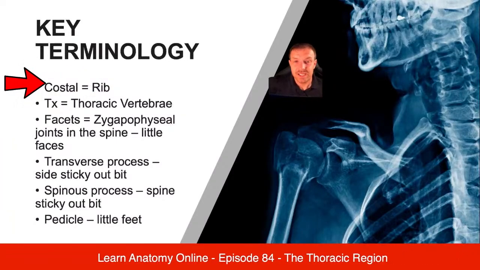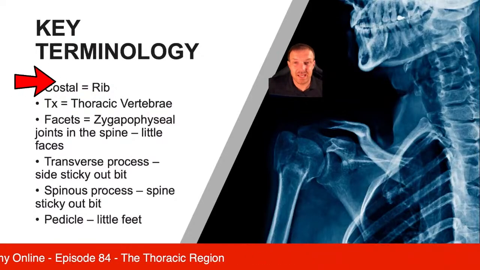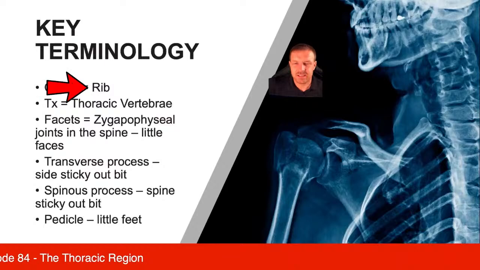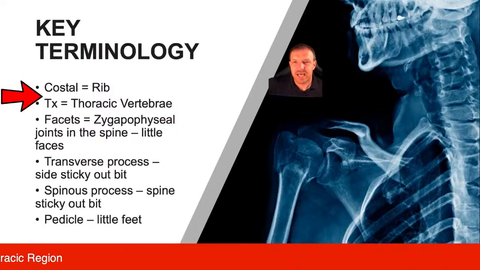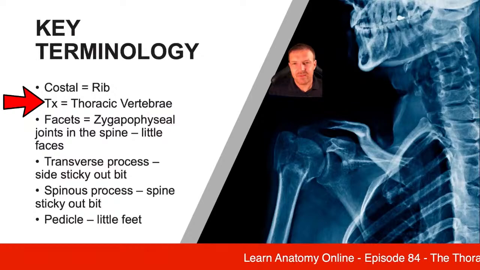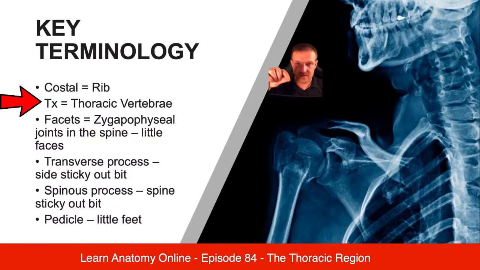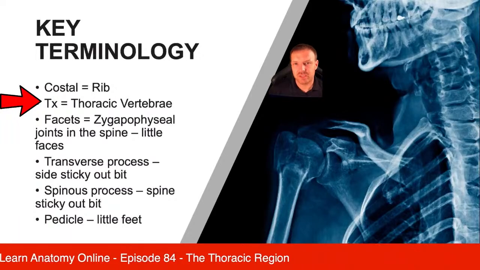So costal, you might have heard of something called intercostals. Basically, a costal is a rib, an old term for a rib. TX, if you ever see that in my presentation, and often you can write this in notes as well, is a shorthand version for thoracic vertebra. So TX, you can just put in your notes as thoracics.